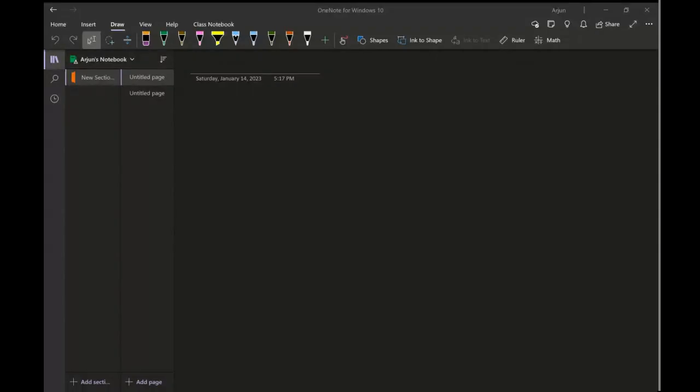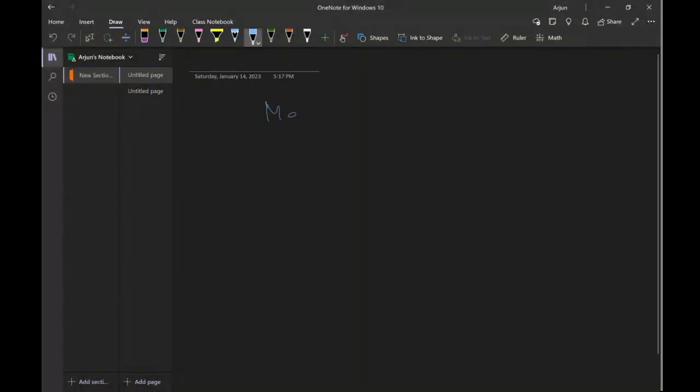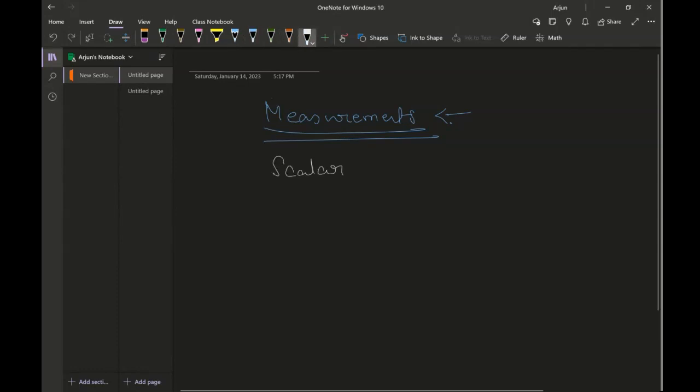Welcome back, folks. In today's class, I'll talk about measurements, and how the quantities are measured. So first of all, there are two types of quantities. One is scalar, another is vector.